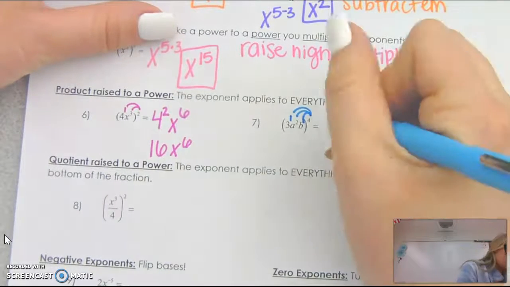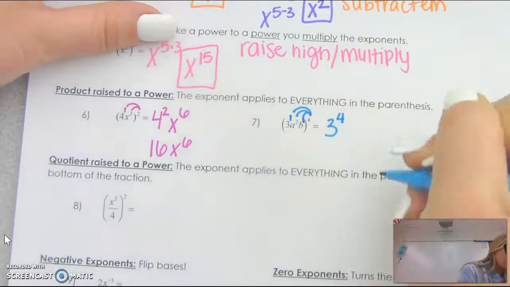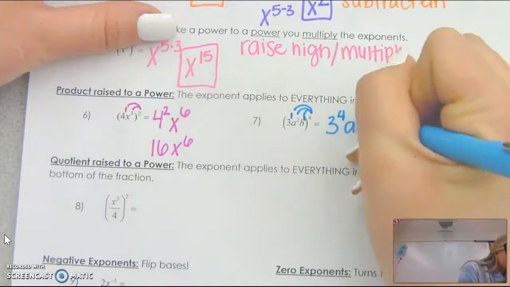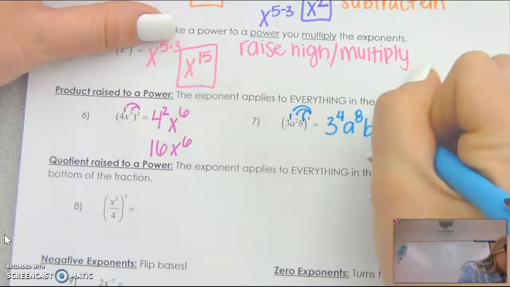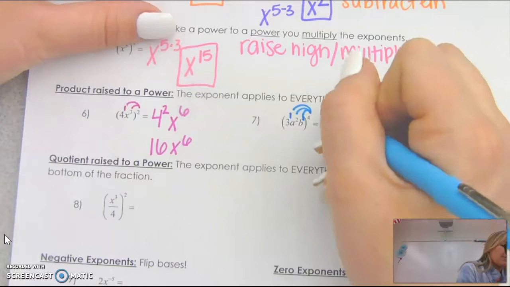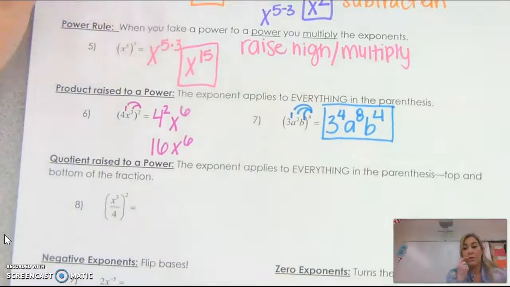I'm going to distribute the 4, so the 4 goes to the 1, the 2, and the other one. So I have 3, 4 times 1 is 4. A, 2 times 4 is 8. B, 1 times 4 is 4. And this time I'm going to leave this. But remember, you could also do 3 to the 4th power.